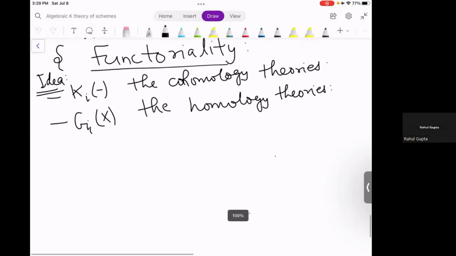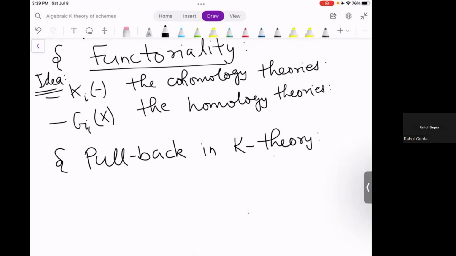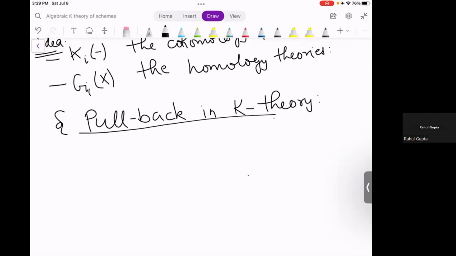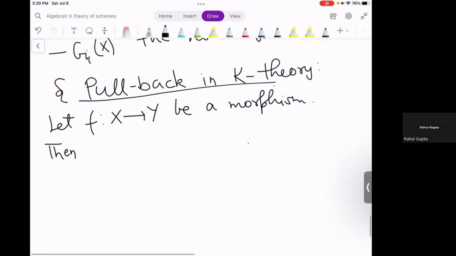Okay, so let us start at least with the pullback in K theory. So what do you want to say here? Let f from X to Y be a morphism of schemes. Then, okay, so these are the claims.